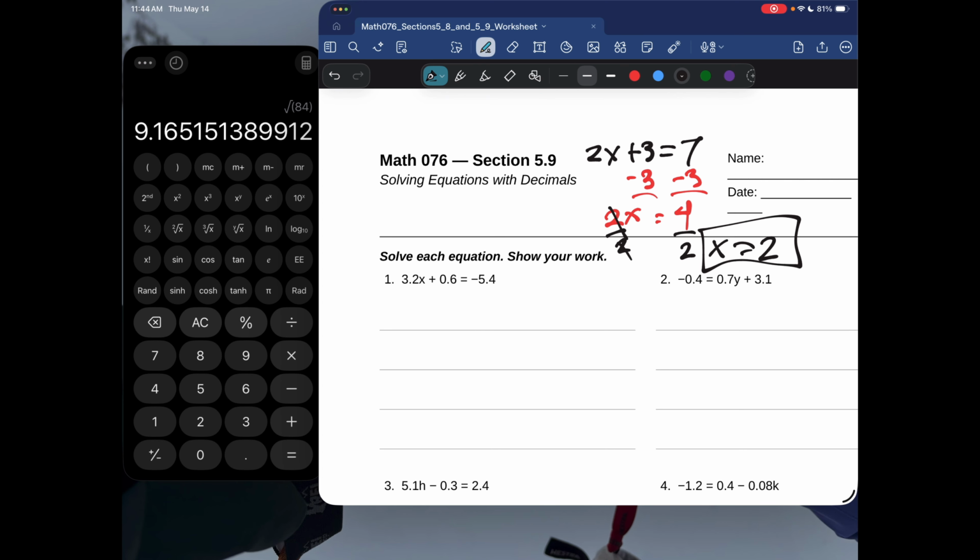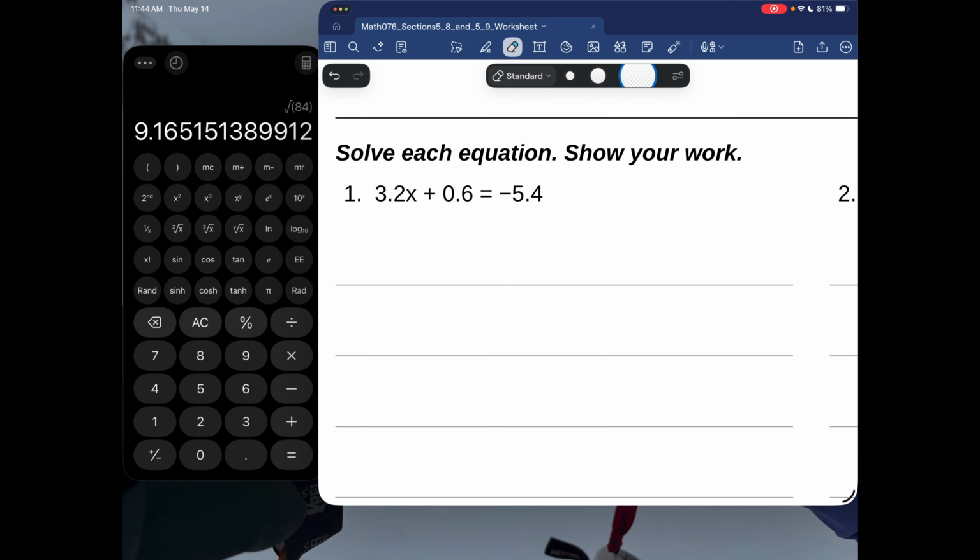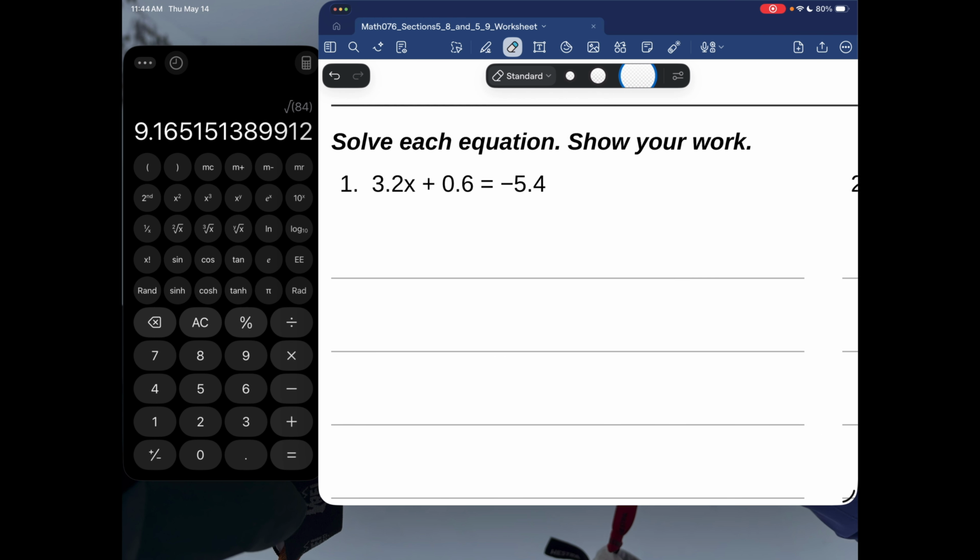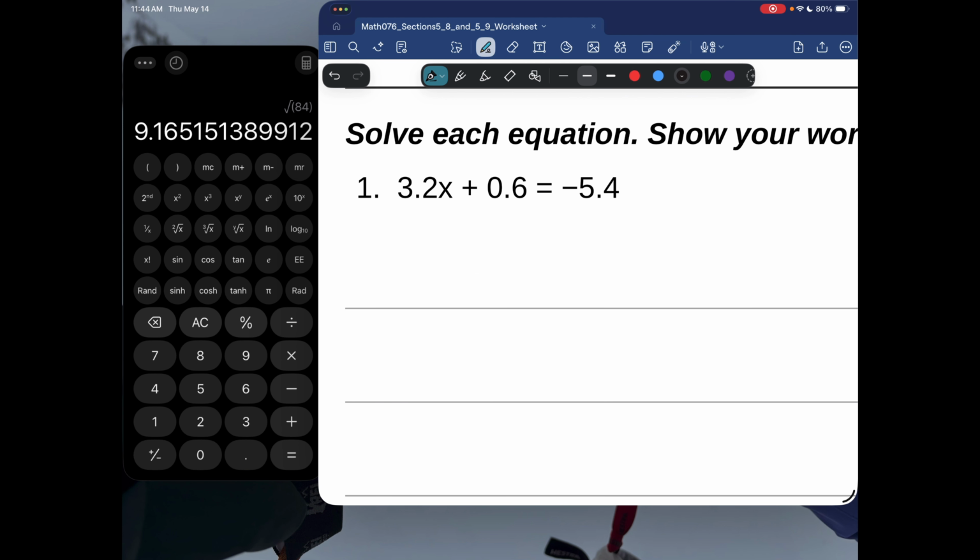So our first step is to get x all by itself, get all the constants on one side, x's on the other side, and then divide by the coefficient. So let's take a look at this one. I want to get x all by itself, so I'm going to subtract. Oh, that's going to be too big. So I'm going to subtract 0.6 from both sides.